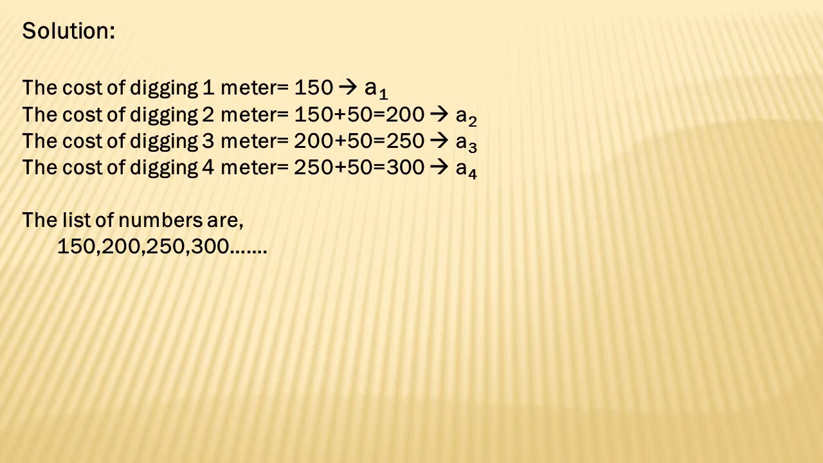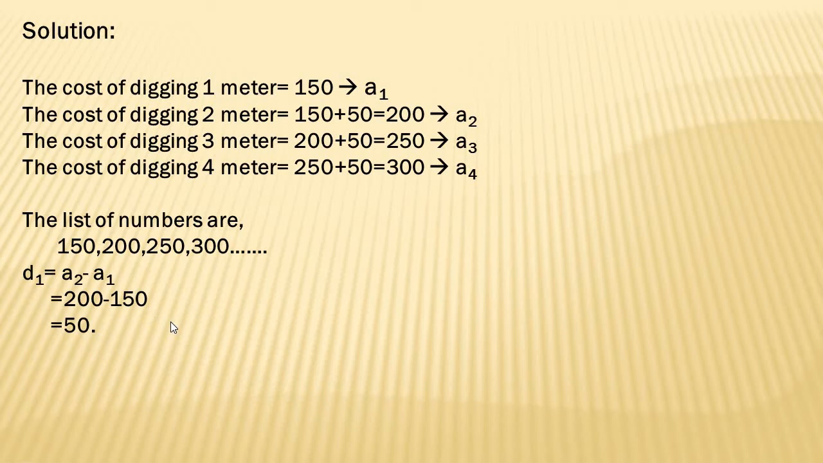Now we have to check whether this list of numbers forms an AP or not. To do that, we have to find the common difference between these terms. What is the formula to find the common difference? It's the second term minus the first term. In this case, it's 200 minus 150. Here, 200 is our second term and 150 is our first term, so second term minus first term is 200 minus 150, which is 50.